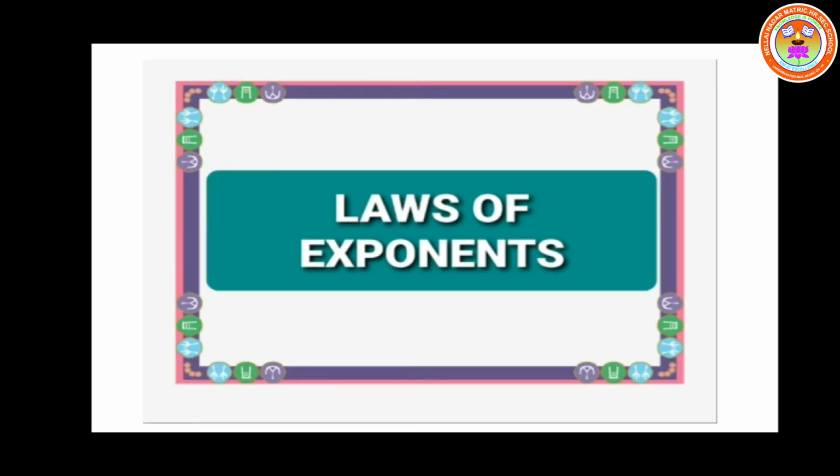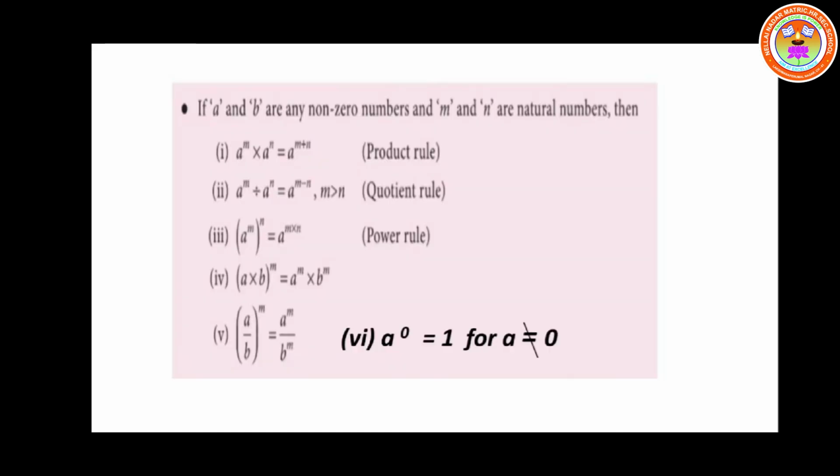Now let us see some laws of exponents. What are the laws of exponents? We will see. Based on using these laws only, we are going to do the problems. Okay. Now let us move on to the laws of exponents. If a and b are any non-zero numbers and m and n are natural numbers, then what are the formulas involved? Let us see. A to the power of m into a to the power of n. The into is the product rule. What is that, children? Product. Since the multiplication symbol is involved, you can say it is a product rule.